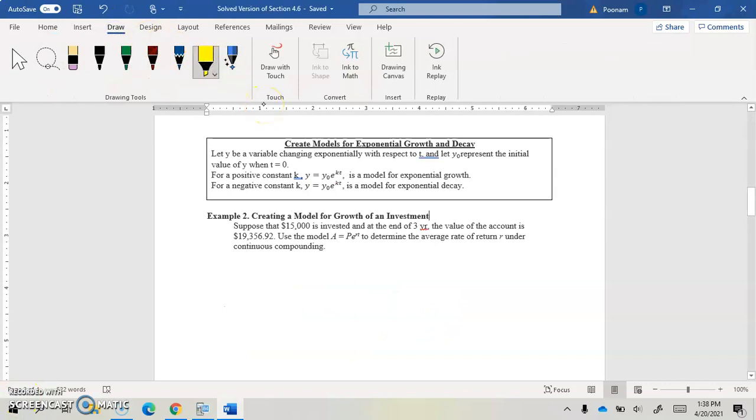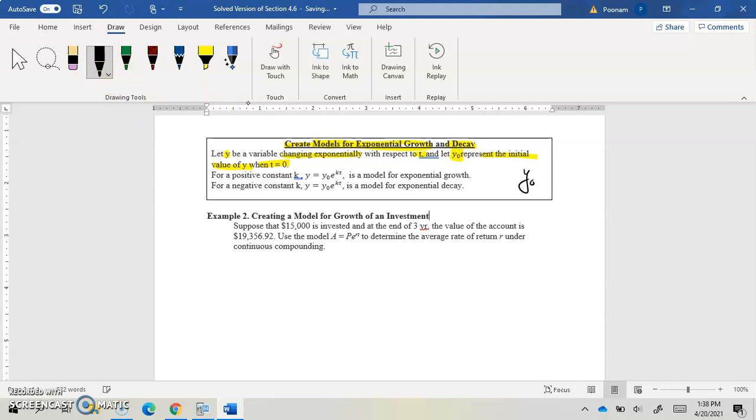Next we have creating models for exponential growth and decay. So application problems for exponential functions. Suppose y is a variable changing exponentially with respect to t. In most of the problems t would be considered time, but it can be a different thing. Y naught, though, always represents the initial value of the y variable when time is 0. Initial means when we are starting to observe the problem, when we are starting to survey or research the problem. At that time should be considered 0. At that time, the value of your variable would be called y naught.